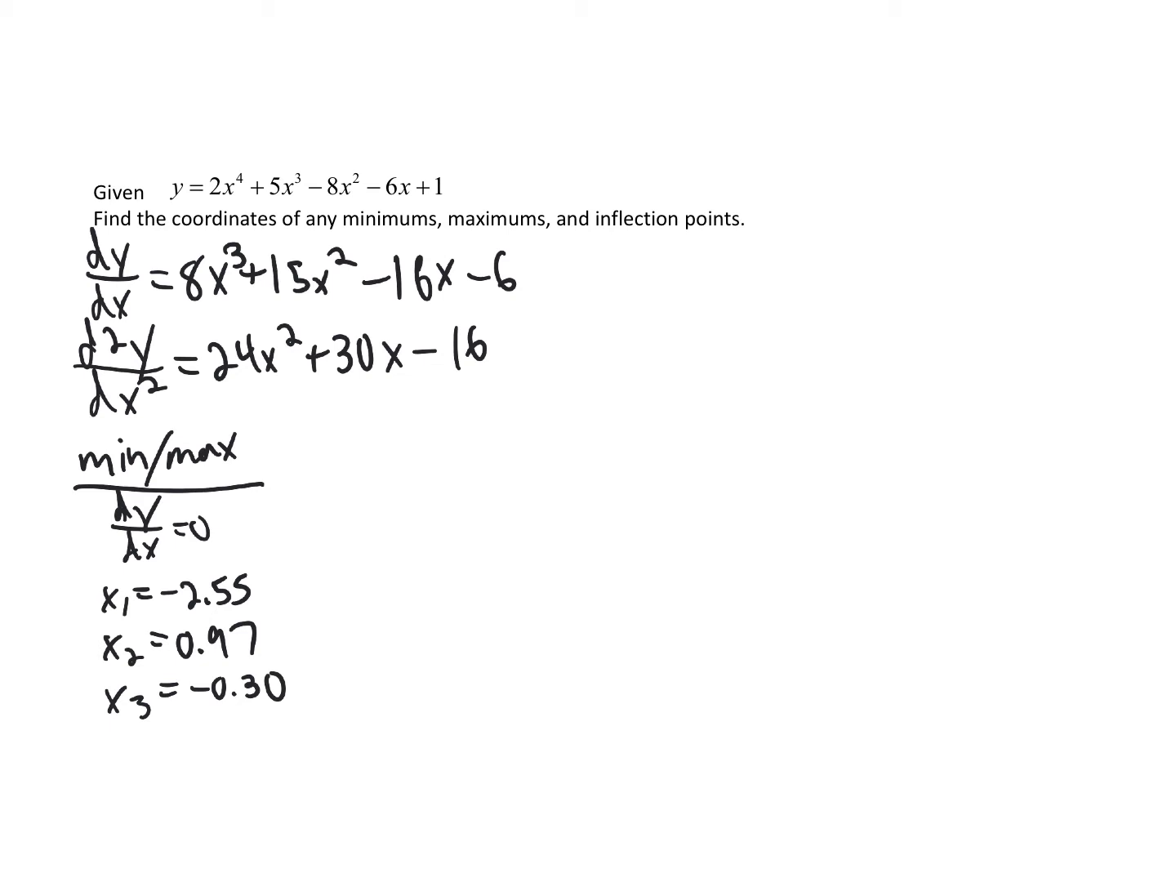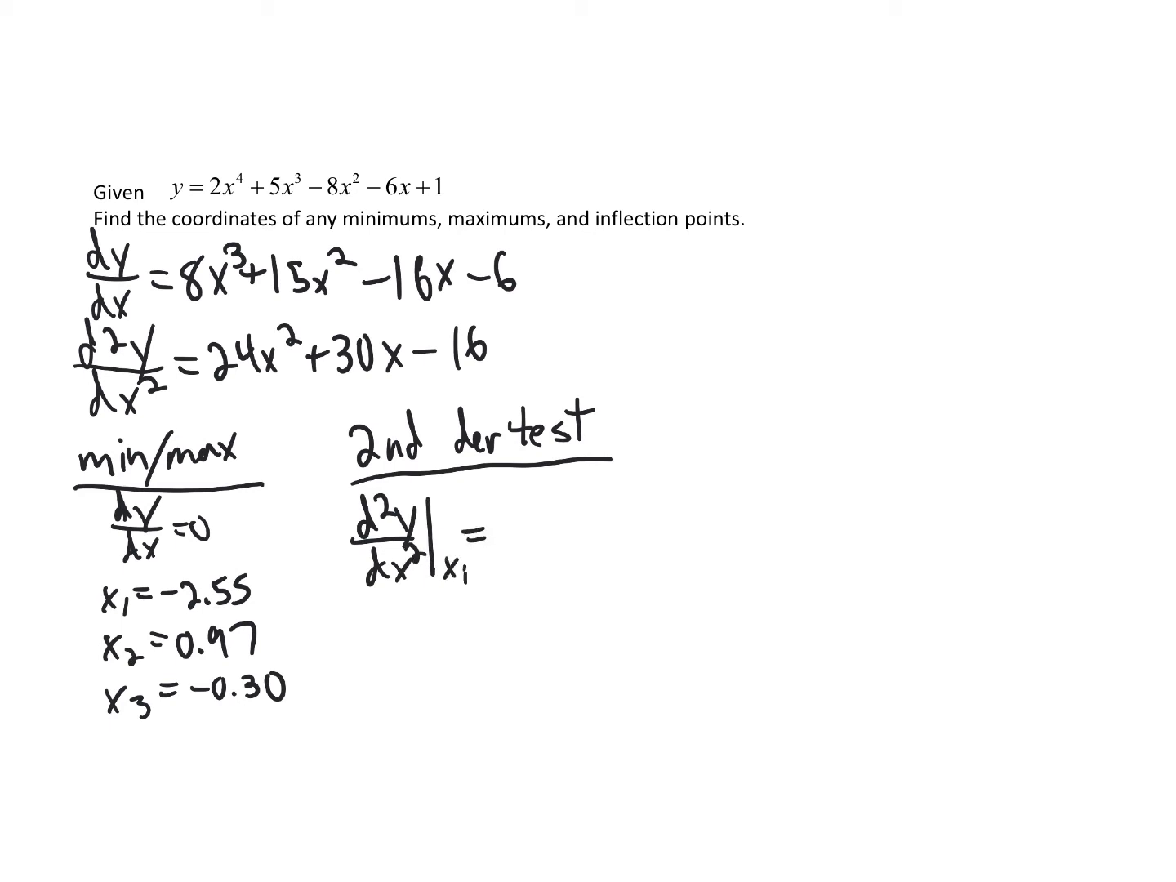Now to determine whether they are a min or a max, you can do one of two things. You can either do the first derivative test and see what is happening around the point, or I always prefer the second derivative test, which is to plug in your x values that are possible mins or maxes into the second derivative.